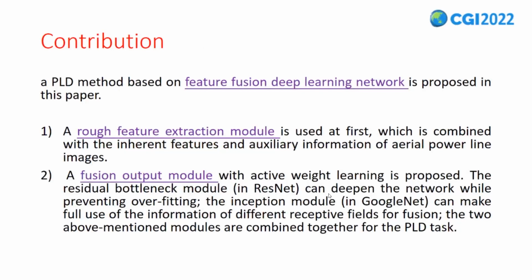The contribution of this paper mainly has two points. One, a rough feature extraction module is used at first, which is combined with the inherent features of power lines. Second, a fusion output module with active weighting learning is proposed. So one module, a residual module, and another inception module are combined together in this paper.